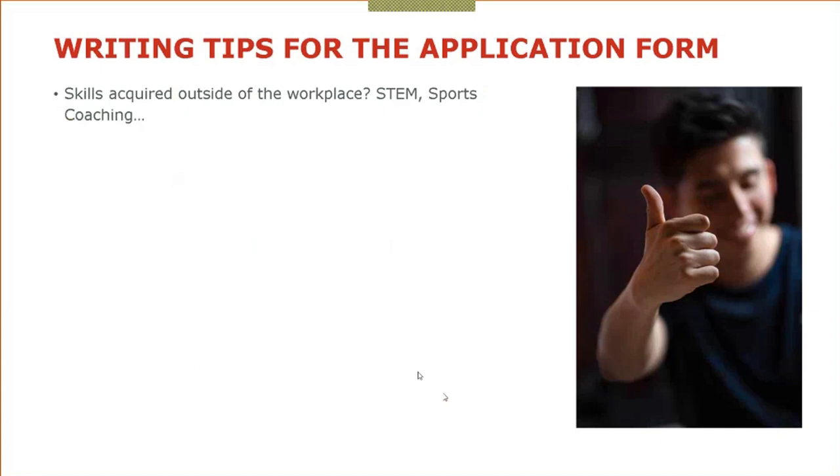Don't forget to include any skills that you have gained or acquired outside of the workplace. So if, for example, you have been working on STEM activities, if you've been doing sports coaching or any other activities where the skills are transferable, make sure you mention them in your application form. We also recommend that you get a friend or colleague or partner to proofread the application form for you before you submit it, because we can all be guilty of reading what we think we've written rather than what we've actually written.